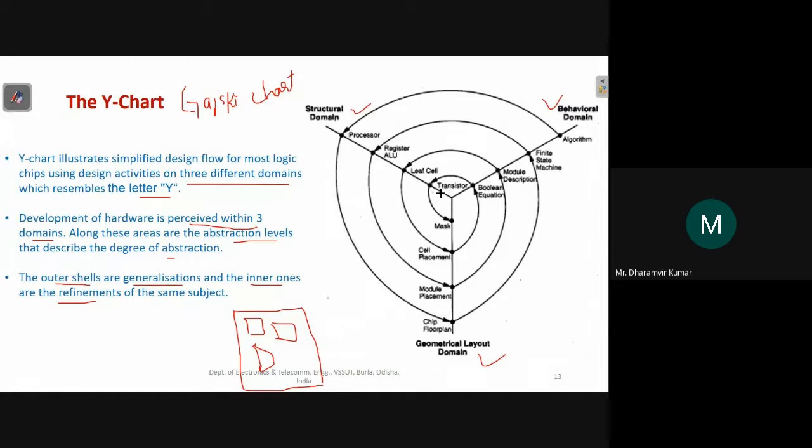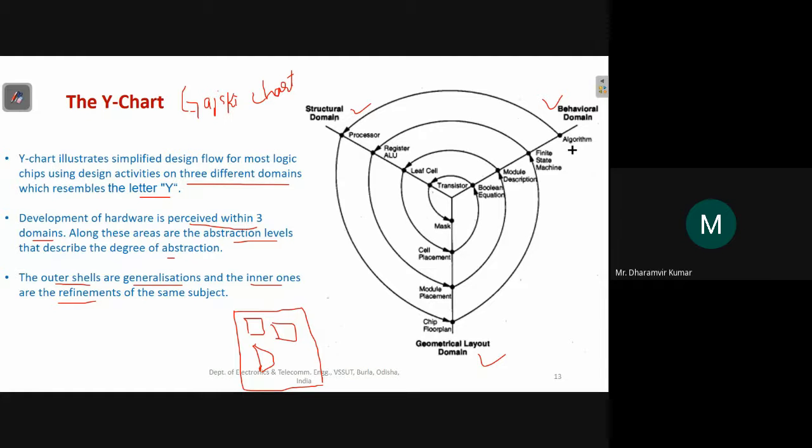Now Gajski supported that. Gajski proposed that the design can be done on three different domains: behavioral domain, structural, and geometrical. Now the behavioral domain mostly will consist of such kind of things or conditions which describe the functioning of the system or module or transistors.